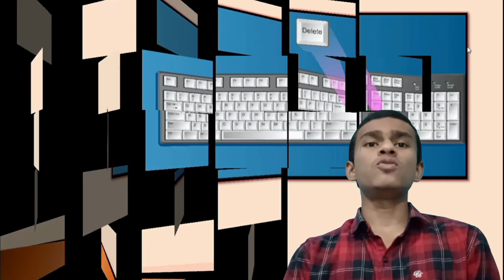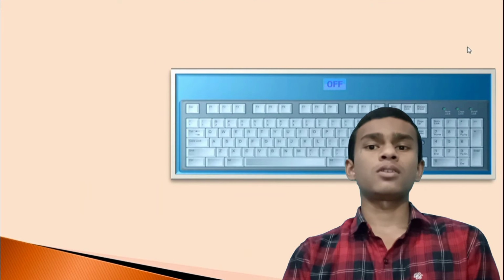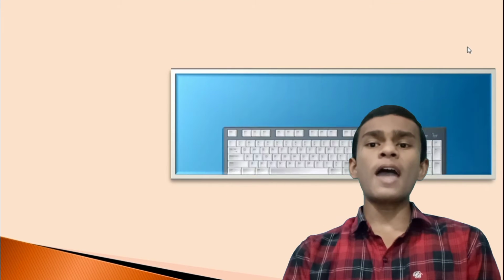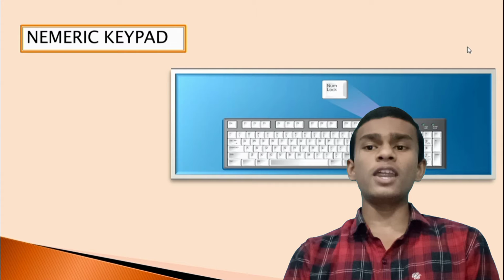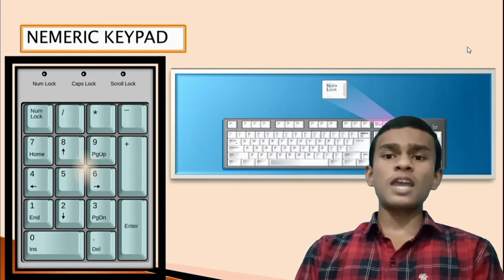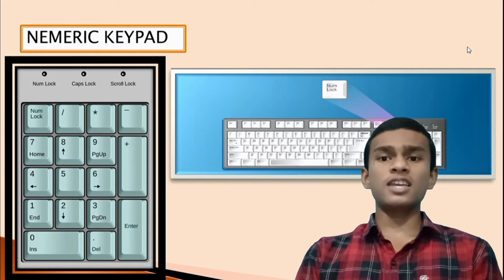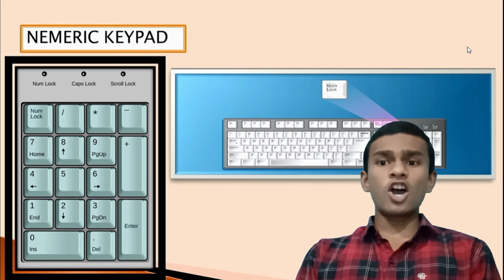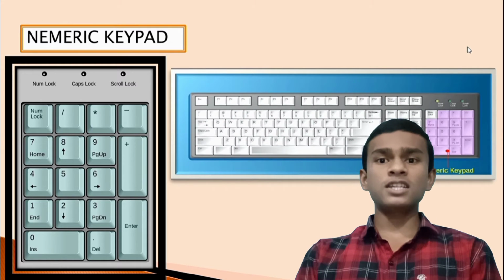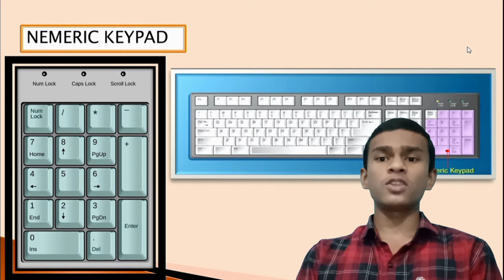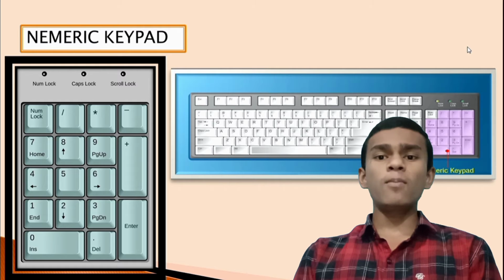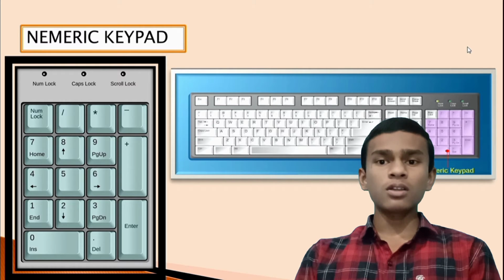Next is the numeric keypad. The numeric keypad is used when enormous numeric data is to be entered. This type of keypad is just like a simple calculator. It is normally located on the right hand side of the computer keyboard. It contains numbers 0 to 9, addition, subtraction, multiplication and division symbols, a decimal point, Num Lock and Enter keys.